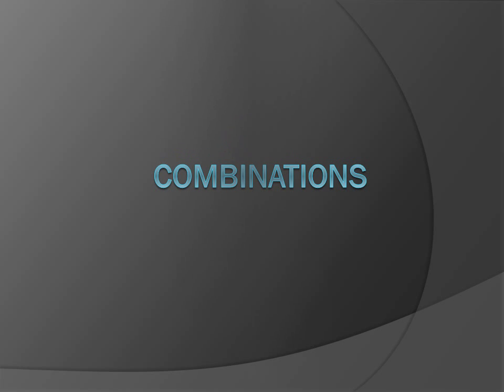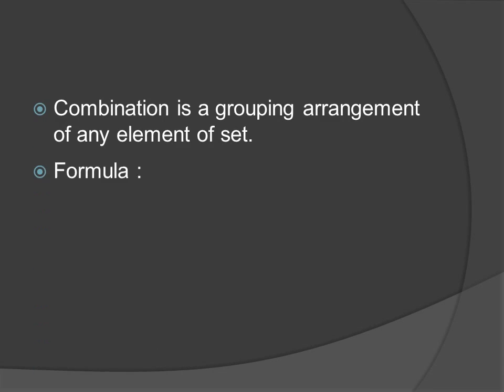Combinations. A combination is a grouping of the elements of a set. Formula: n combination r equals n factorial divided by n minus r factorial multiplied by r factorial.